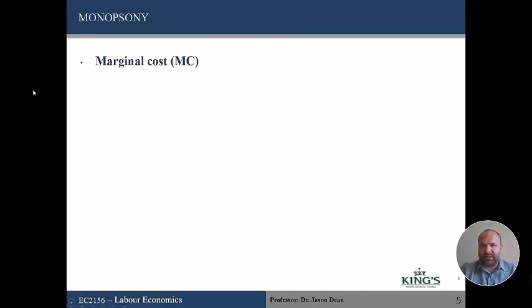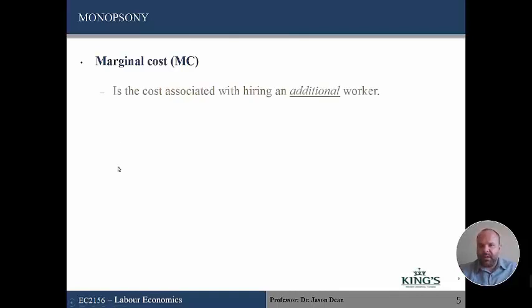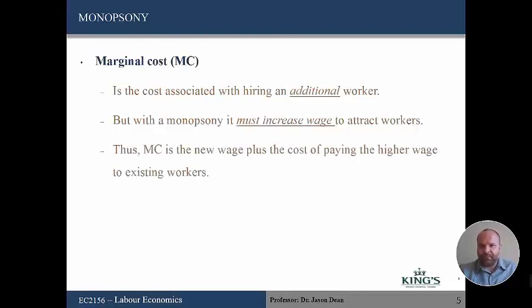Now, marginal cost. So this is an important difference here compared to what we've looked at before. In a competitive labor market, the firm takes the wage as given, and so its marginal cost is equal to the wage. That's not going to be true anymore because there's going to be an additional cost when you hire an additional worker, and that's because you have to increase the wage. Okay, the marginal cost is the new wage plus the cost of paying the higher wage to existing workers.